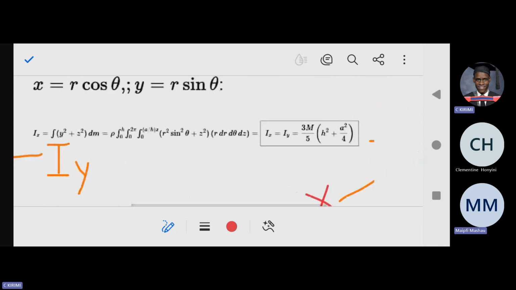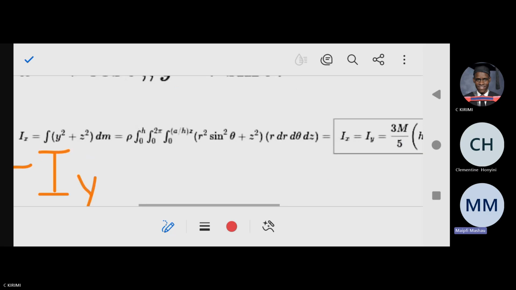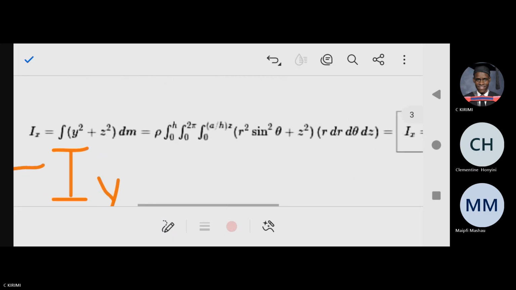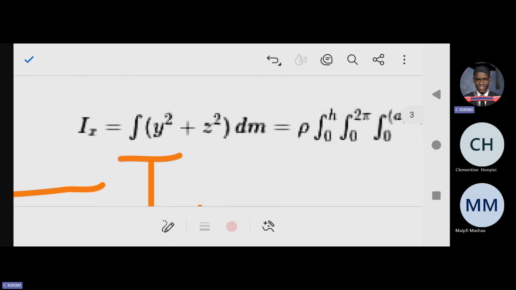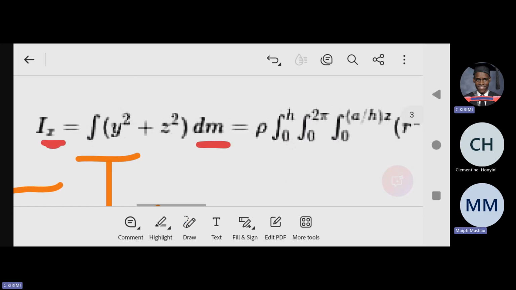So which means we are here. Now we want to integrate. So what does it say? If you want the moment of inertia along the what? The x-axis. You say the integral of y squared plus z squared d what? dm. That is the formula which you must memorize.